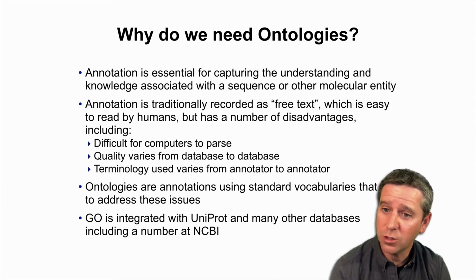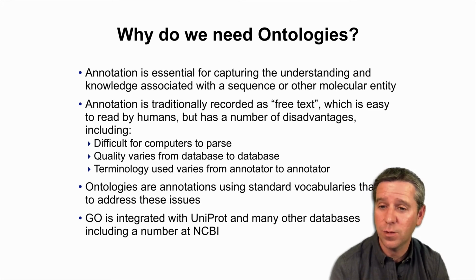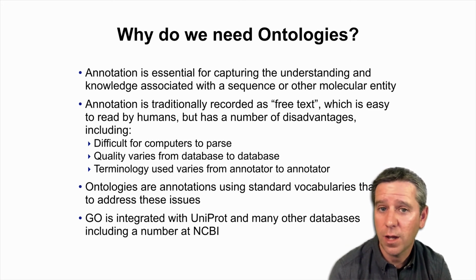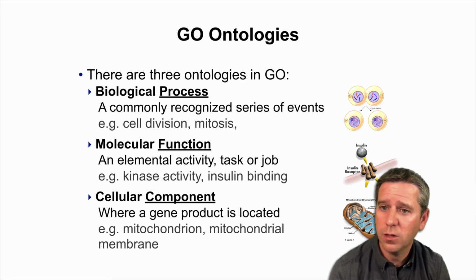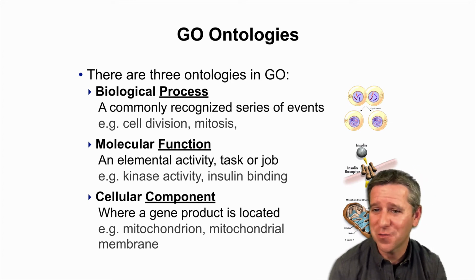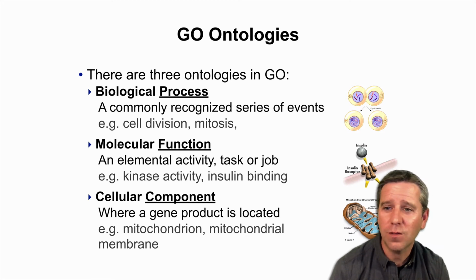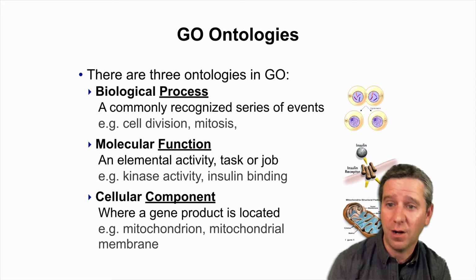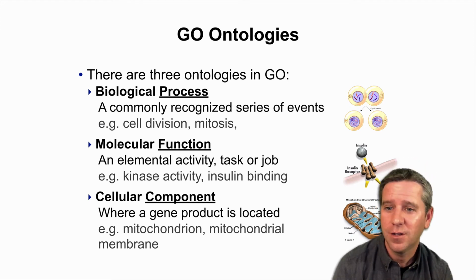So GO, this Gene Ontology, is integrated with UniProt and many other databases, including the Gene database at NCBI and many others at NCBI. It's got three main parts to its ontology: the so-called biological process. This is a commonly recognized series of events like cell division or mitosis. So think about biological process a bit like your cell biology textbook, right? It's where in the cell biology textbook does this gene feature a lot, okay?